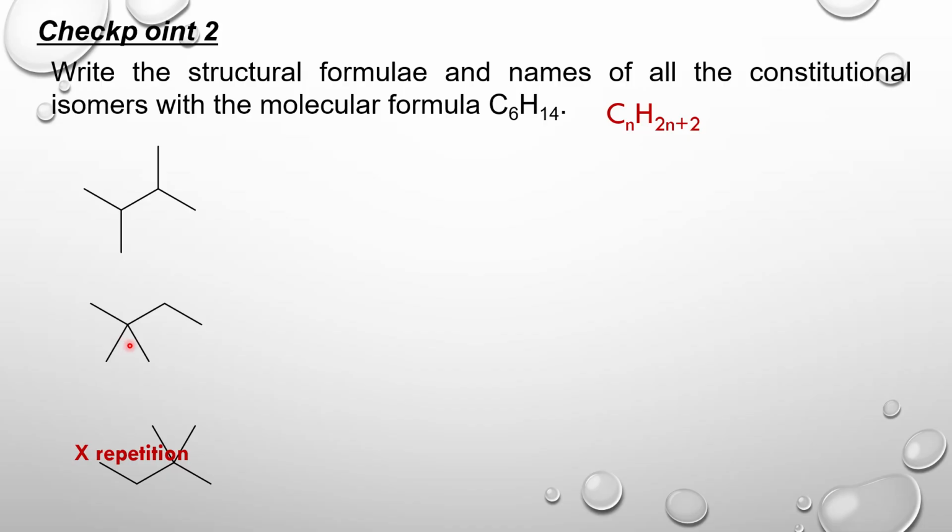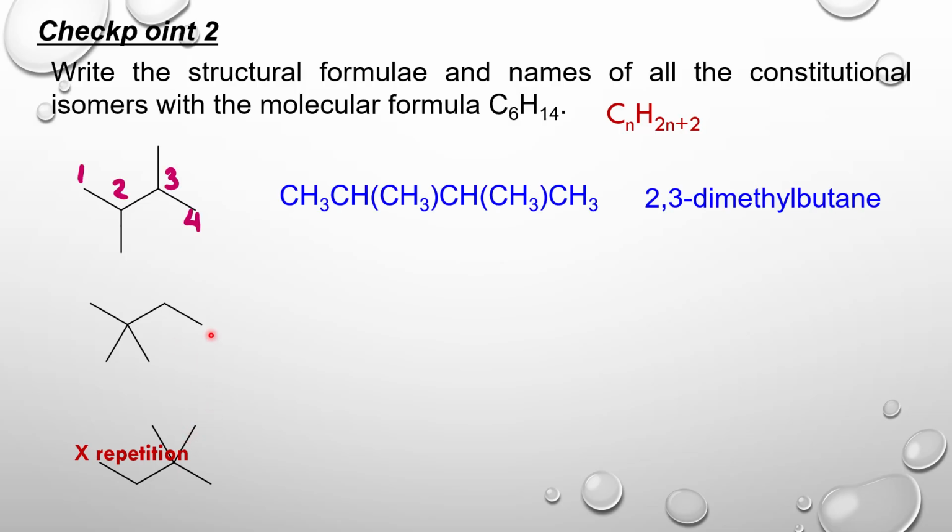Now, if you try to put the 2 methyl groups on the next carbon, note that this is a repetition. These 2 structures are actually the same. It is just drawn in a different orientation. In terms of the naming, because I have 2 methyl groups, on the second carbon and the third carbon, the name is 2,3-dimethylbutane. Di for 2 methyls on positions 2 and 3 of the parent chain.